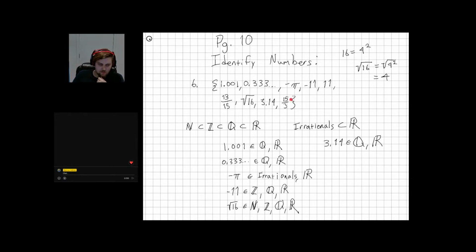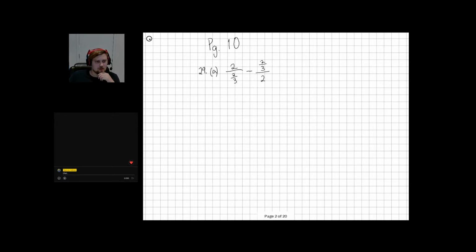And then finally, 15 over 3. So with fractions, we want to check if it's an integer. Well, 15 is equal to 5 times 3, so this is just 5. 5 is a natural number, so it turns out that 15 over 3 is just 5. That's going to be a natural number, an integer, a rational, and a real. Okay, that was warm up.